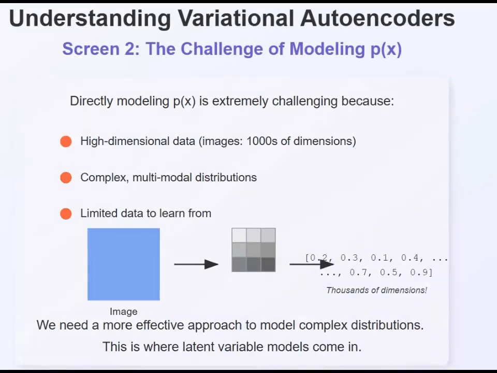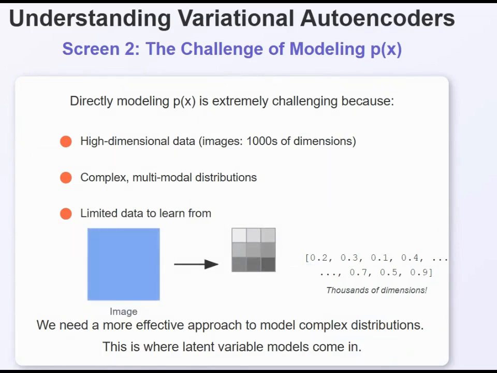Why is directly modeling P(x) so difficult? There are several fundamental challenges that make this problem particularly hard. First, real data lives in an extremely high-dimensional space. As I mentioned earlier, even a modest 64 times 64 color image has over 12,000 dimensions. The number of possible configurations grows exponentially with the number of dimensions, creating what's known as the curse of dimensionality.